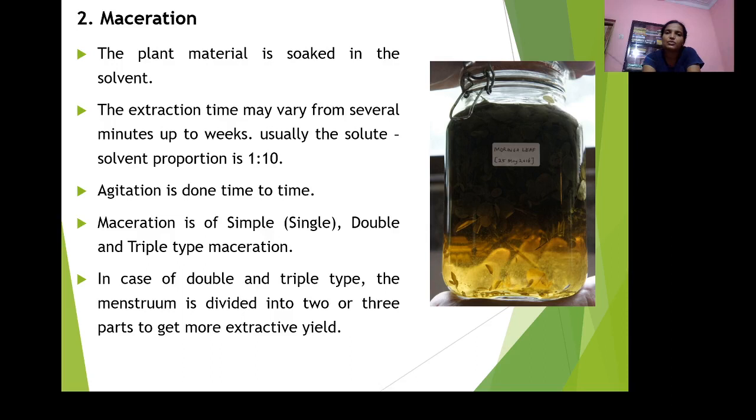Then the lid should be closed and it is left for 7 days, and during this period shaking should be done. After 7 days it is filtered. That filtrate is called the macerate, and the process is called maceration. This is the diagrammatic representation for the preparation of maceration. As we know, in case of double and triple maceration, we can divide the mainstream into 2 or 3 parts for getting more and more extractive yield.